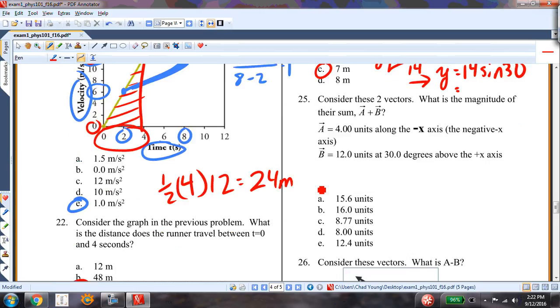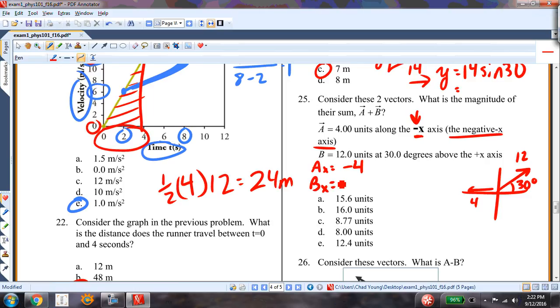Consider these two vectors. What is their sum? A plus B. And notice I've bolded this and I've written it out in words just to make sure that we understand that A is along the negative x-axis. Let's write this out. So my vector A is 4 units in this direction. And then my vector B is 12 units in this direction. So that's 12 at 30 degrees. So now I write my x and y components. Ax equals negative 4. Being very careful there, because if you put positive 4, you're going to get the answer wrong.